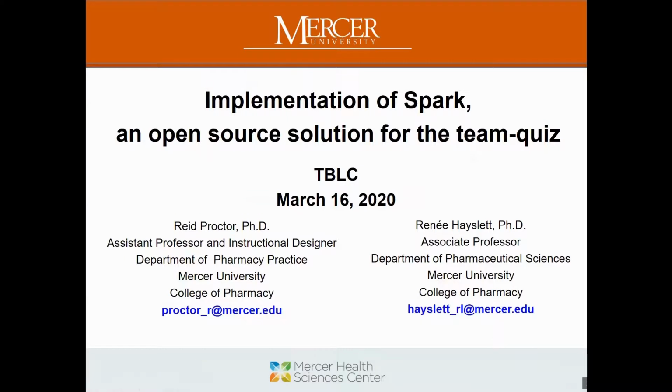Implementation of Spark, an open source solution for the team quiz. This presentation was originally designed to be delivered at the TBLC conference in Portland, Oregon. Myself, Reed Proctor, and my colleague Renee Hazlett were co-authors on this presentation and collaborators on this project.